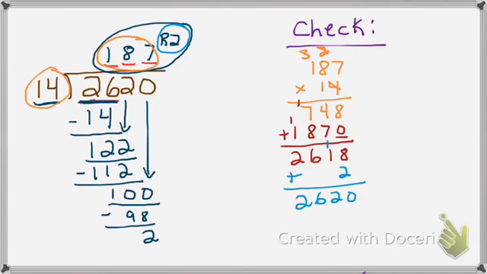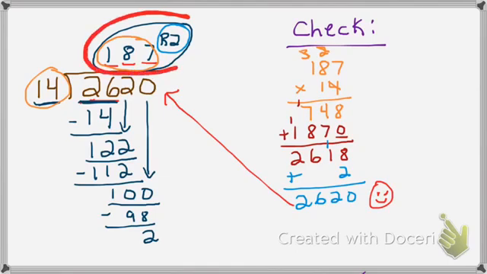And I have to check, does this answer to my check equal my dividend? Put an arrow up to see. 2,620 is exactly 2,620. So yay, my answer is checked out. I'm happy. My final answer to my problem is 187, remainder 2.